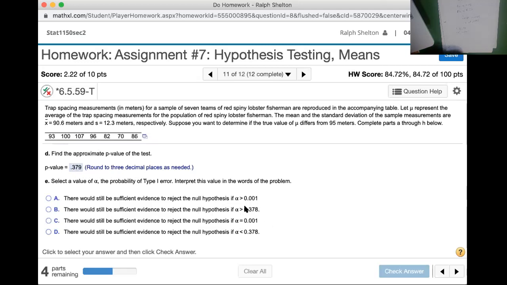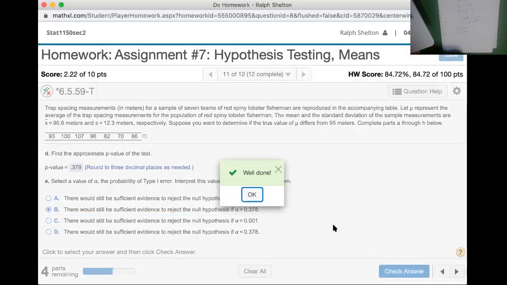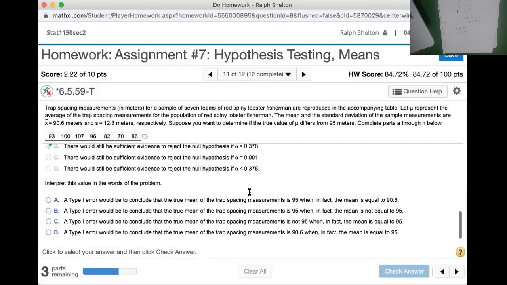So if alpha is greater than 0.378, our p-value would be equal to alpha, or it would be less than alpha, depending on how much bigger alpha is. But it's either going to be equal to alpha or it's going to be less than alpha if alpha is greater than 0.378. So B is the answer. Check answer. Okay, next.